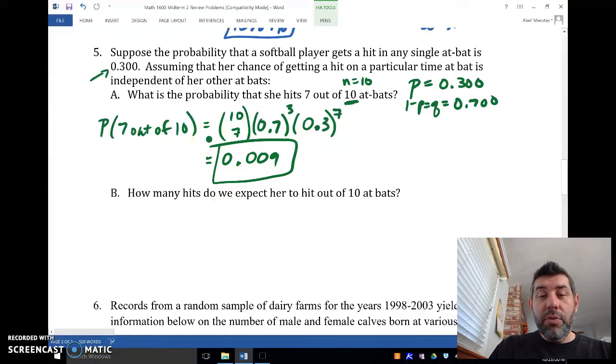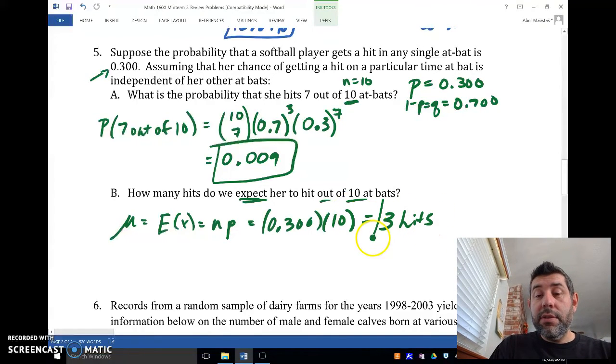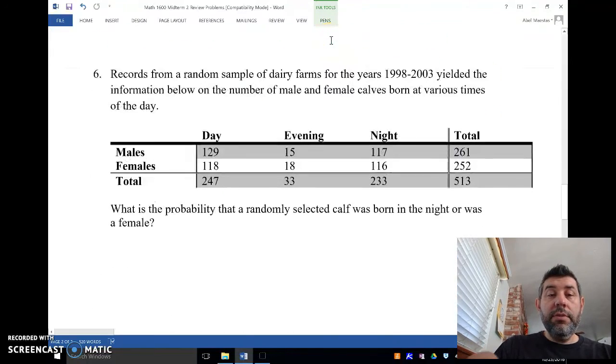So how many hits do we expect her to hit out of 10 bats? So this is a mean problem. The mean, or the expected value, is np for a binomial distribution. So that's going to be 0.300 times 10 at bats, and we expect her to have 3 hits, right? All right, let's go to the next one.